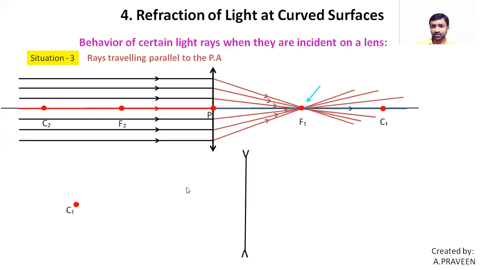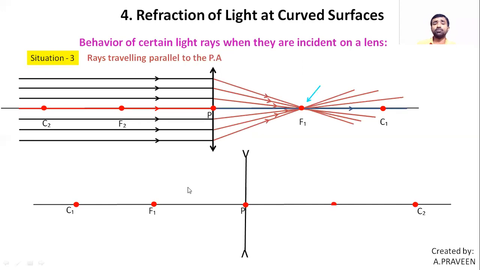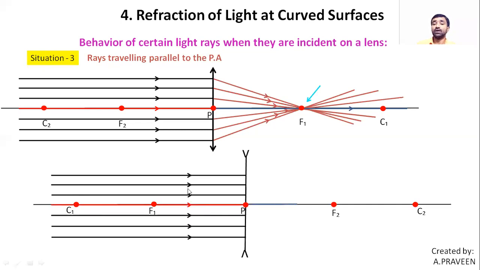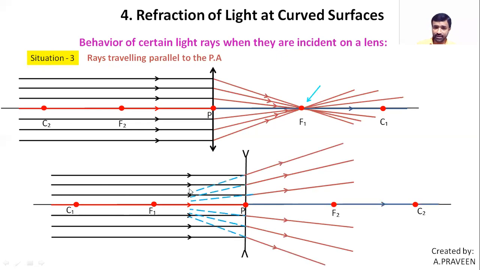So this point is given as the focus for that convex lens. In the case of a concave lens, if a parallel beam of light rays, parallel to the principal axis, is incident on a concave lens, after refraction they appear to diverge from the focus. If you draw the backward rays, they meet, or they appear to diverge from the focus F1. This point is called the focal point of that particular lens. So situation 3 is completed.